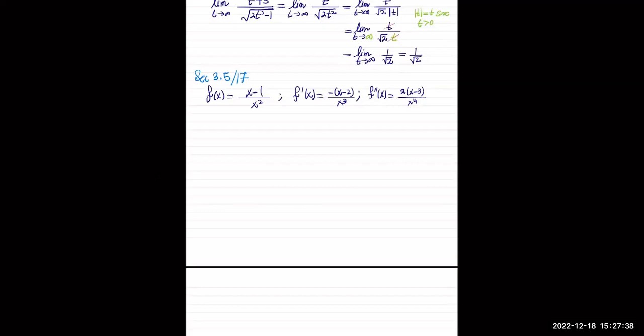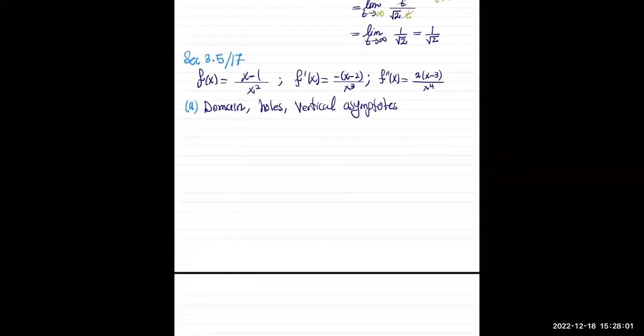All right, so again, the process is by part A, finding the domain, poles, and vertical asymptotes. This is not too complex of a function. So here domain is all x such that x can't equal 0. 0 is the only number that makes the denominator 0, and therefore the function undefined.